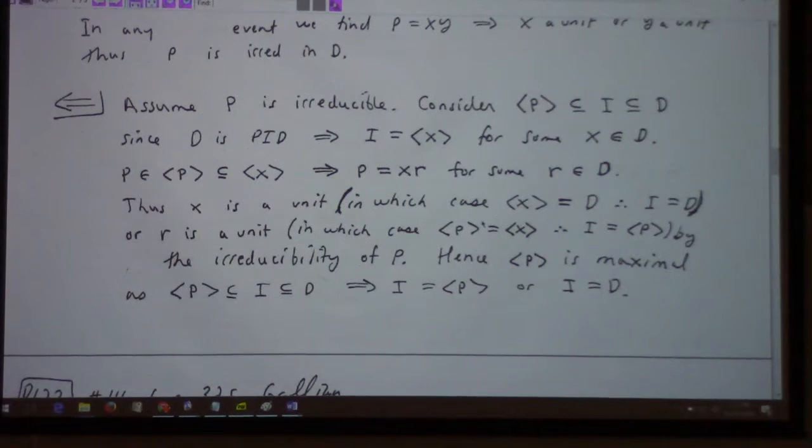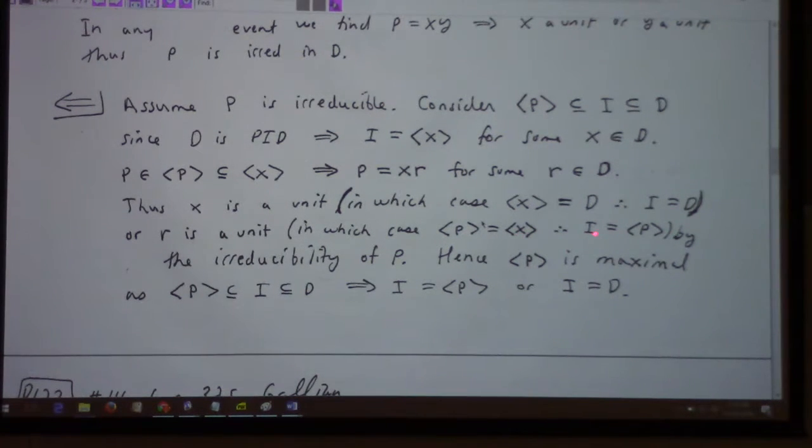So I guess r could be... Yeah, couldn't r be a unit too? We need either x is a unit or r is a unit. I think my wording is weird here. Or r is a unit, in which case you get that P is equal to x.